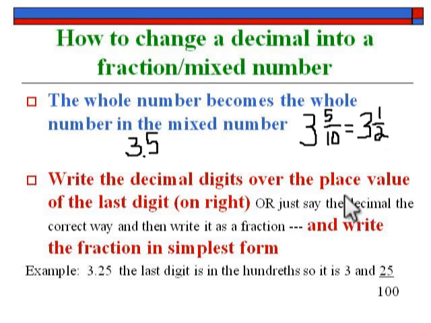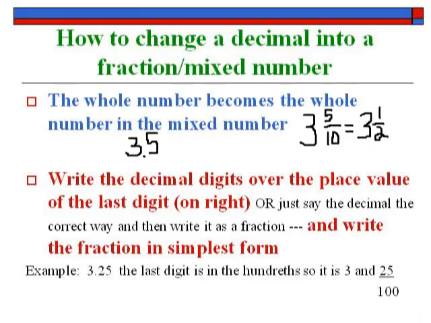One little trick here is if you just say the decimal the correct way, you can definitely write it. So here's an example. 3.25 is not the right way to say it. It's 3 and 25/100ths. Okay, so 3 and 25/100ths. And we can definitely reduce this.